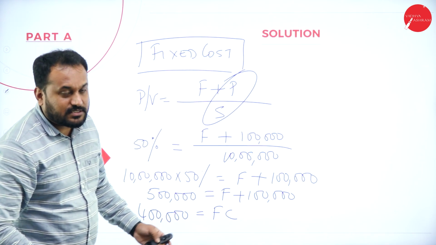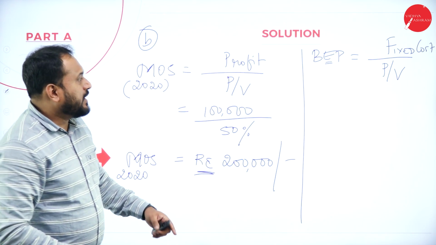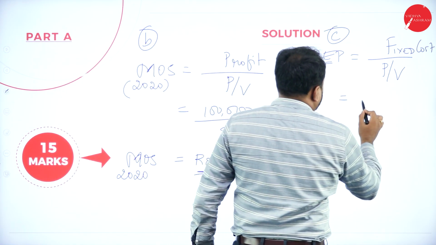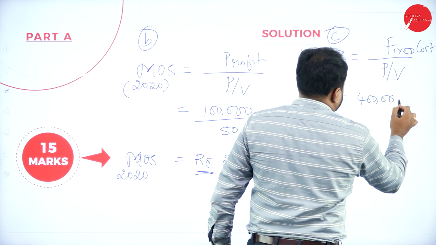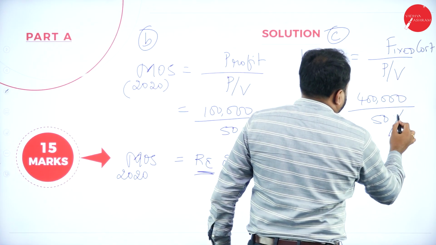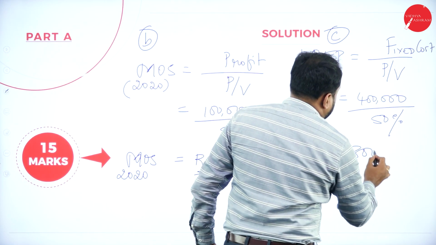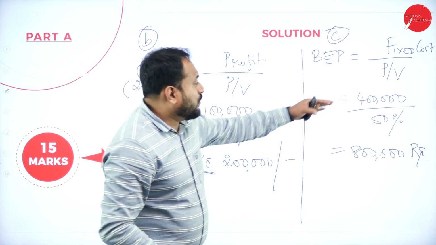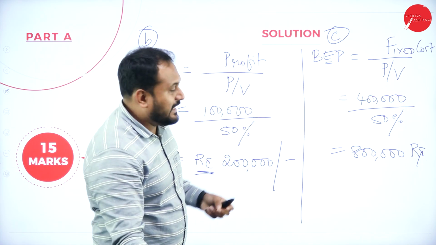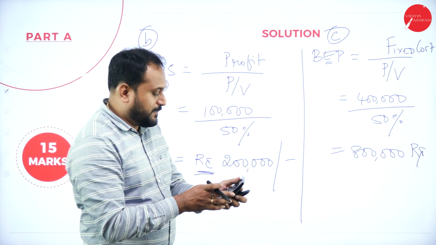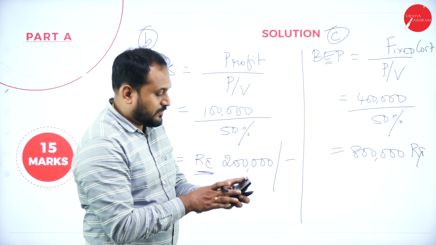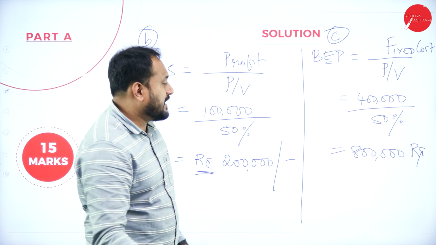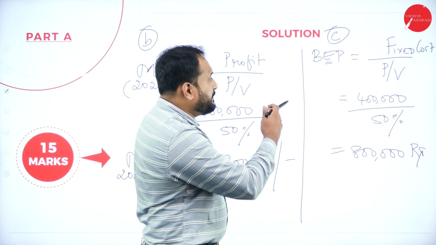Now I found fixed cost. I'll go back here. When I go back, what is the question? BEP. Now this is what the C question is. Now is equal to 4 lakhs divided by 50%. That is again 8 lakhs rupees. How did I get this? 4 lakh double, that is 8 lakh. Let's go with the calculation here. 4 lakh divided by 50%, that is 8 lakh rupees. So we are done with BEP as well.